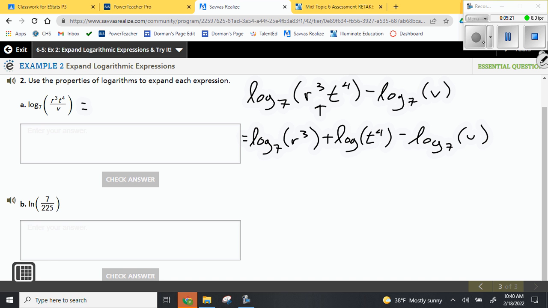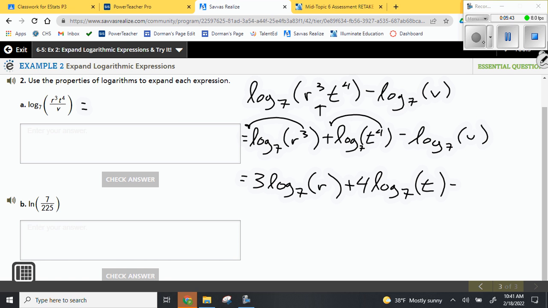The next thing I need to do is use that property that tells me that I can pull those exponents out to the front, and then I'll be done. So this one's going to come out to the front, this one's going to come out to the front, so 3 log base 7 of r plus 4 log, oh, I forgot the 7 here, log base 7 of t minus log base 7 of v, and we're done.